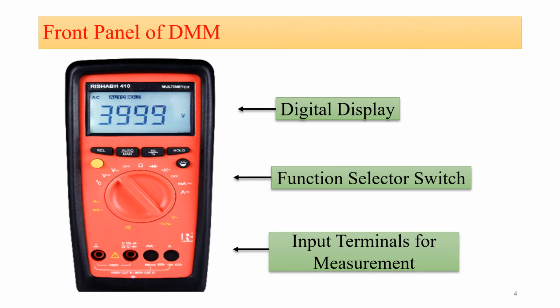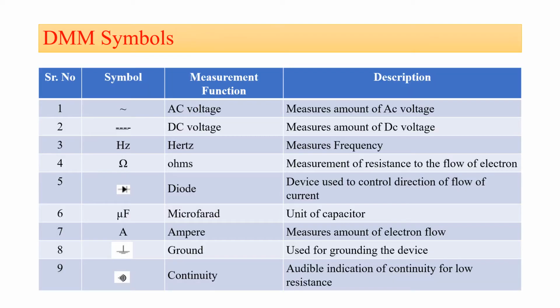In this way, the front panel of our digital multimeter is basically divided into three parts: the digital display, then the function selector switch, and the last, the input terminals for the measurement. Now the DMM symbols. Which different symbols are available on a digital multimeter? There are basically a common 9 symbols. In the previous section we have seen the function selector switch. On the function selector switch, these total 9 symbols are available on every digital multimeter.